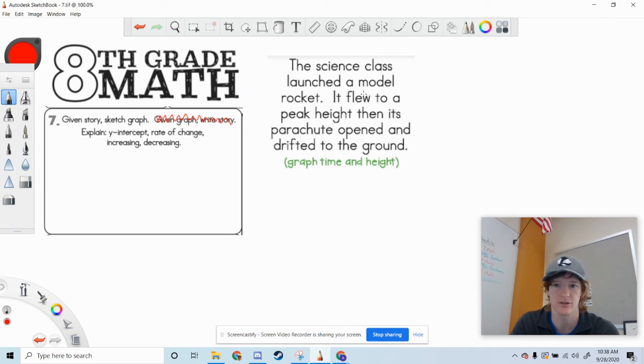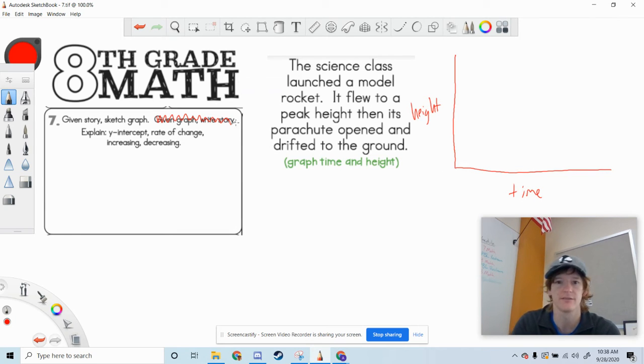The science class launched a model rocket. It flew to a peak height, and then its parachute opened and drifted to the ground. So we need to make a graph. Okay. And we're graphing time and height. Height should be over on the left because the height changes over time. So height and our time.